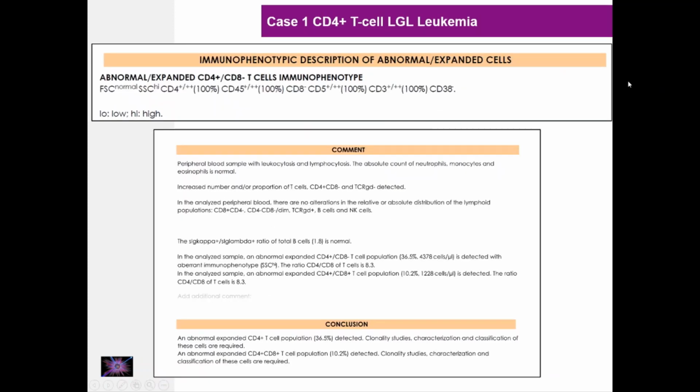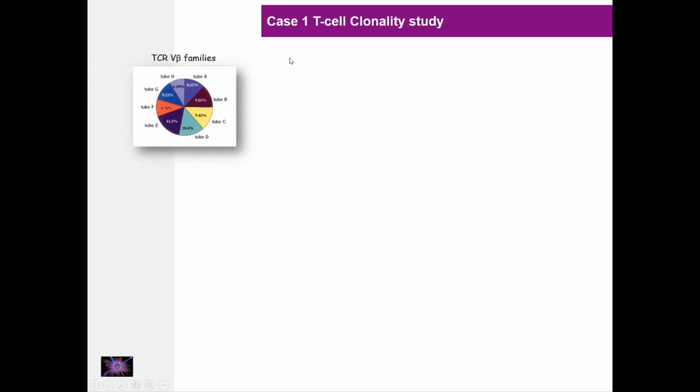Well, next we can see the immunophenotypic description of these abnormal expanded cells, and as you can see here, they have a higher side scatter. They are CD4 positive, CD8 negative, CD5 positive, CD3 positive, and no expression of CD38. And as the conclusion, it says that clonality studies, characterization and classification of these cells are required. And that's what we did next.